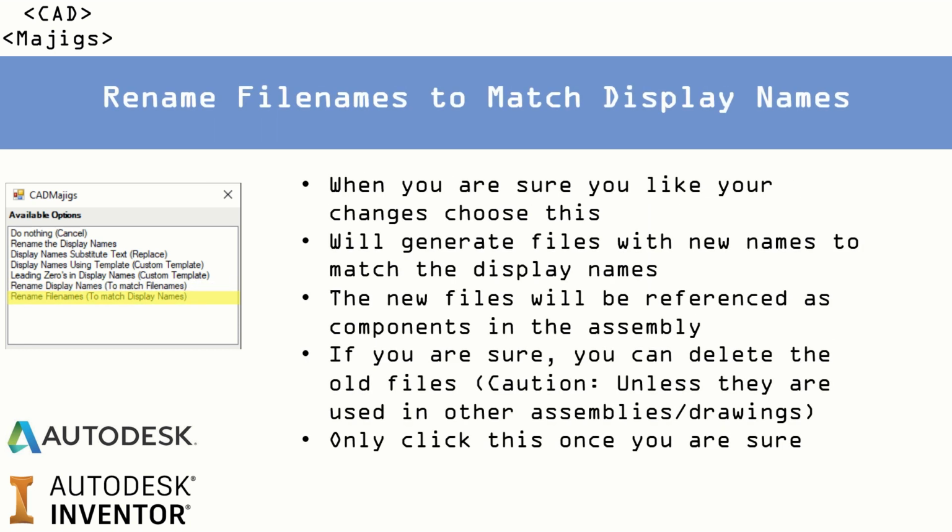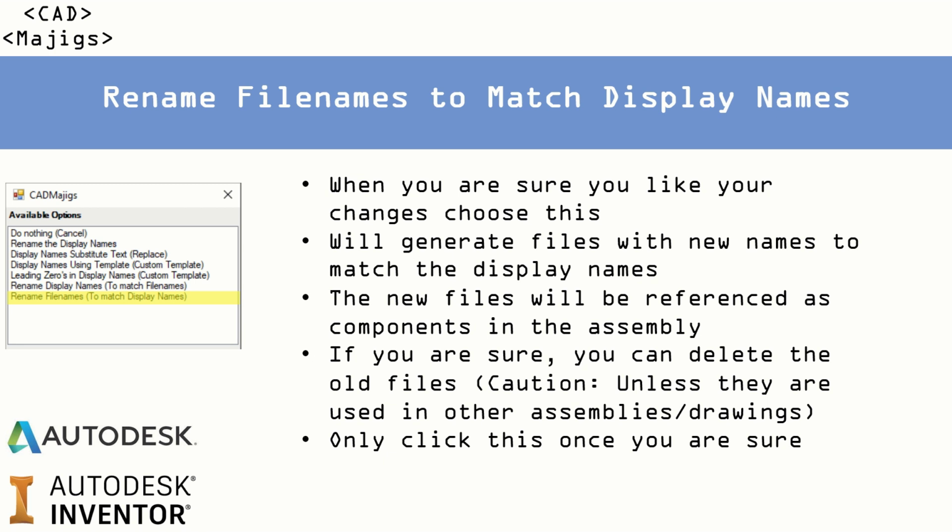And finally, the last option available to the user is the Rename File Names to Match Display Names option. This should be used if you are satisfied with the changes you have made to the display names. Activating this option creates files with updated names, mirroring the edited display names. These new files are integrated as components within the assembly. In other words, each component will be reassigned a reference to the newly created file.